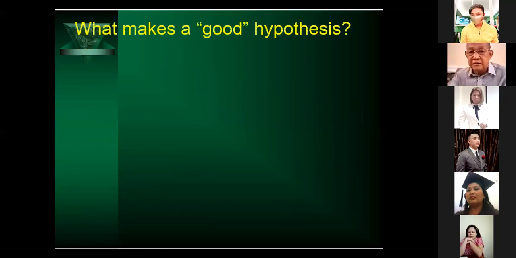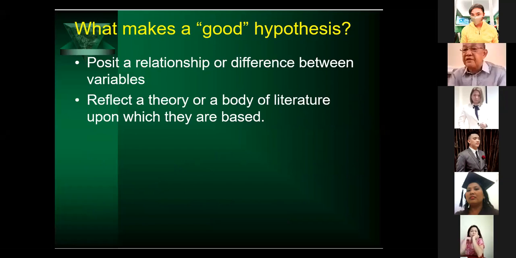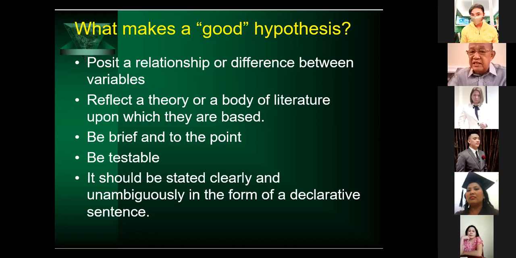Let me go to some examples. First, what makes a good hypothesis? A good hypothesis is one that posits a relationship or a difference between the variables. That is a major requirement. Second, it must be reflective of a theory or body of literature upon which they are based. Usually the hypothesis is brief and to the point. You don't have to make it verbose. That will only complicate your study. Be brief and to the point in stating your hypothesis. I'll give you an example later on. And be sure it is testable. It should be stated clearly and unambiguously in the form of a declarative sentence. For hypothesis, no? But for problems, lalo na yung specific problems, usually in interrogative form or question form.